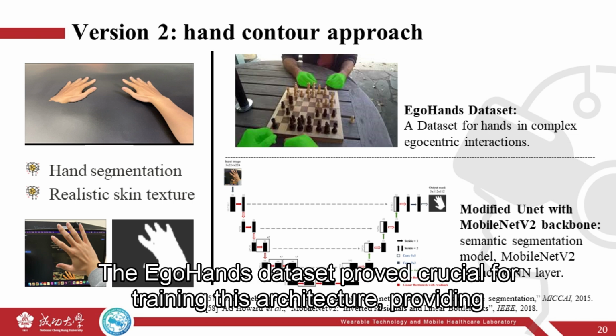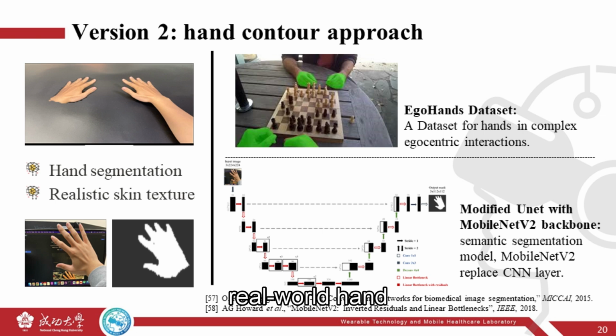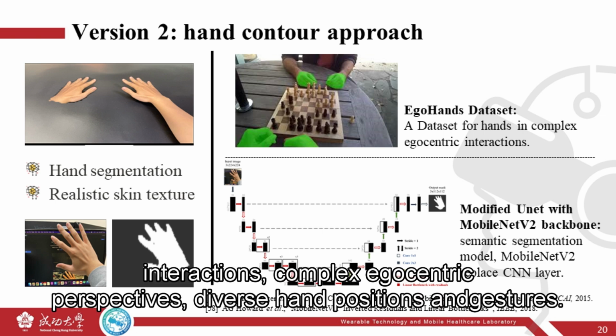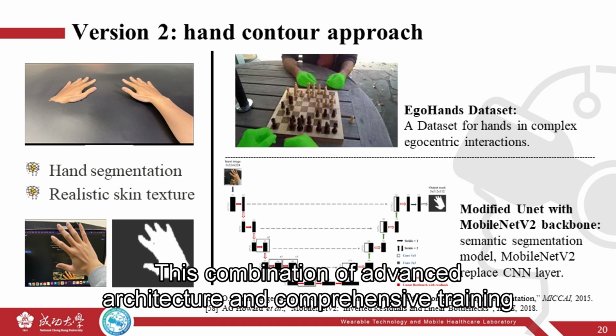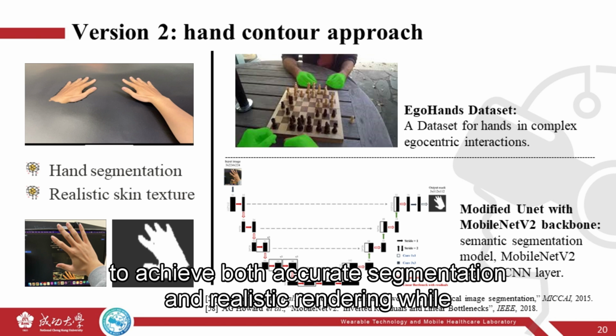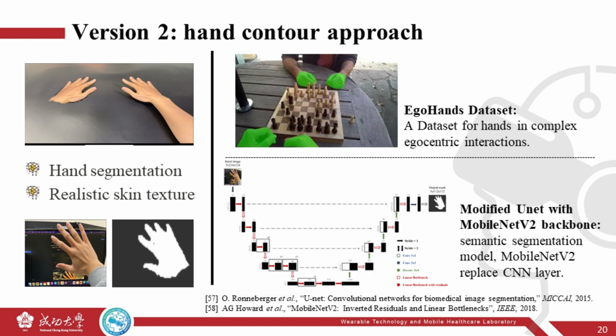The EgoHands dataset proved crucial for training this architecture, providing real-world hand interactions, complex egocentric perspectives, diverse hand positions and gestures. This combination of advanced architecture and comprehensive training data enabled us to achieve both accurate segmentation and realistic rendering while maintaining mobile-friendly performance.